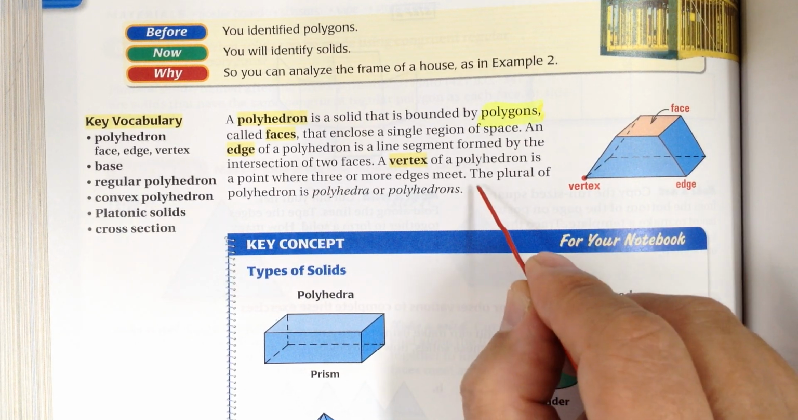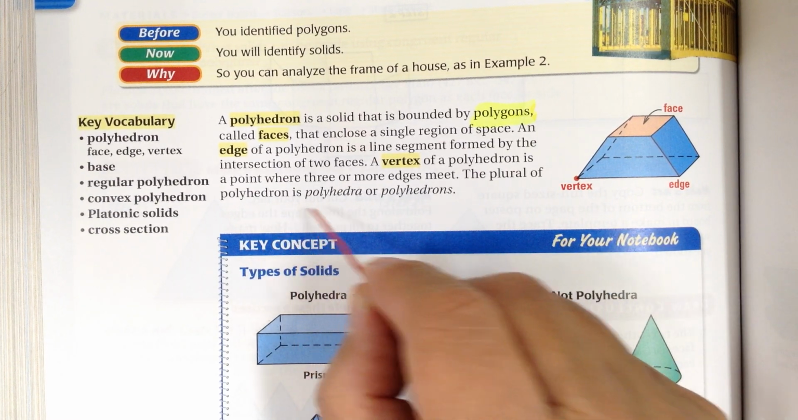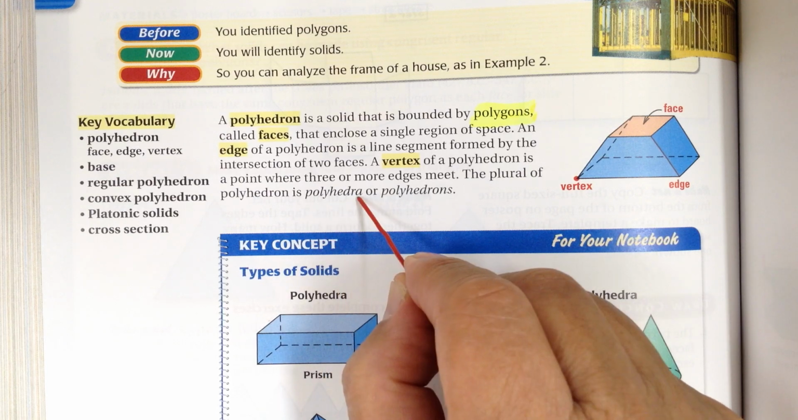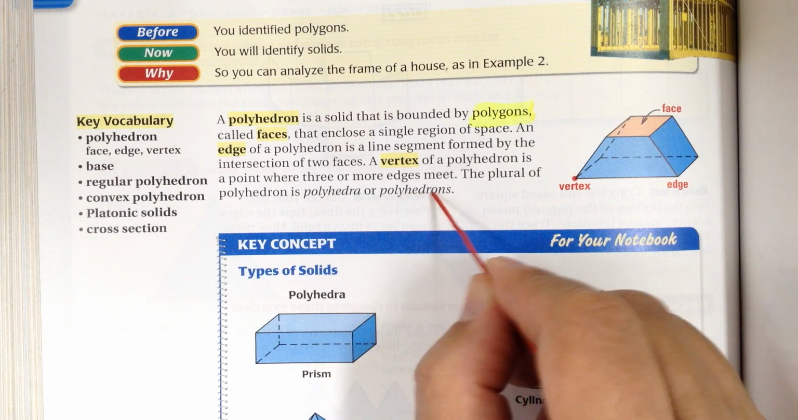And it says the plural of polyhedron is polyhedra or polyhedrons. So most of the time we just use polyhedrons.